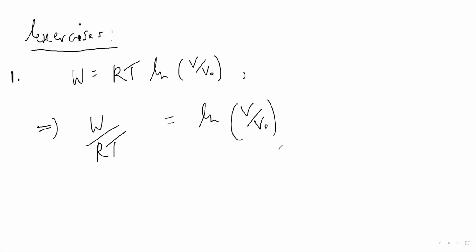So we divide both sides by RT. On the left, we will have W over RT. On the right, we will have ln of V over V0, because the RT on the right canceled with the RT that we divided by. So now we have this.